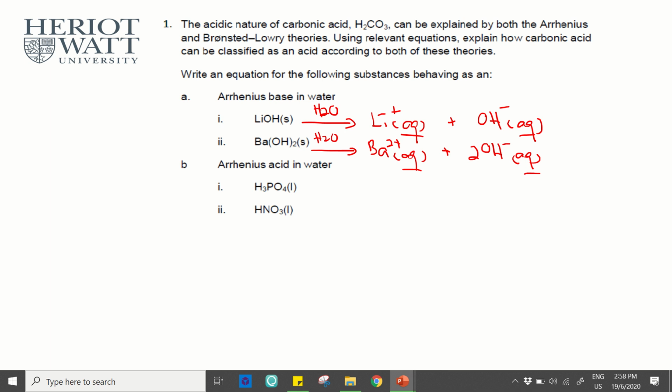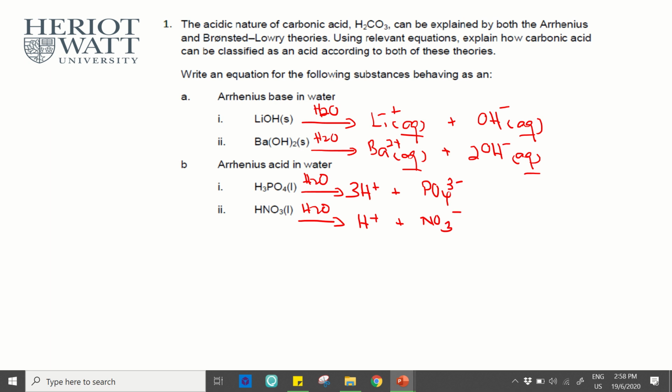What about an Arrhenius acid in water? Same thing. H3PO4, pure liquid. I'm going to dissolve it in water so that it can dissociate into ions. So it dissociates into H plus and PO4 3 minus, right? And to balance the equation, I have 3H plus. Same goes for this nitric acid. I dissolve it in water, so for it to dissociate, you get H plus and NO3 minus.